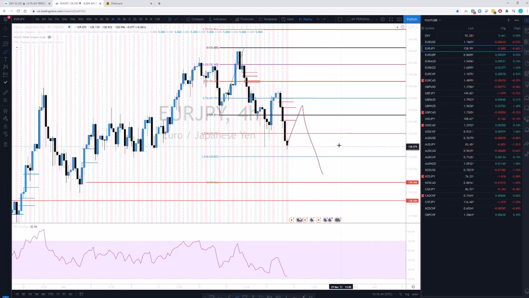So we're going to look for a pullback and then move back down.